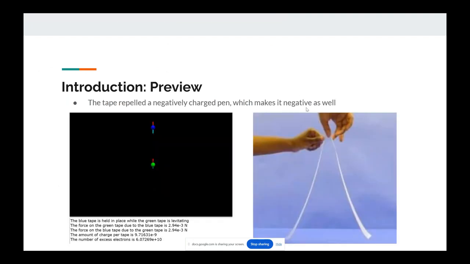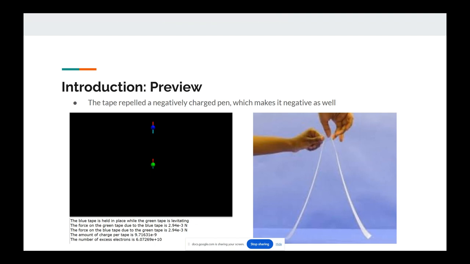Here's a preview of what our lab results were. The tape repelled a negatively charged pen, which makes it negative as well since they have the same sign. They would repel each other. This GlowScript model displays the tape floating in space when the gravity force was equal to the magnitude of the electric force generated by the two point charges. The green dot is held in place. The blue dot is free to move.